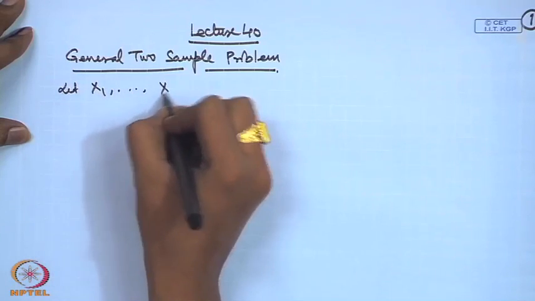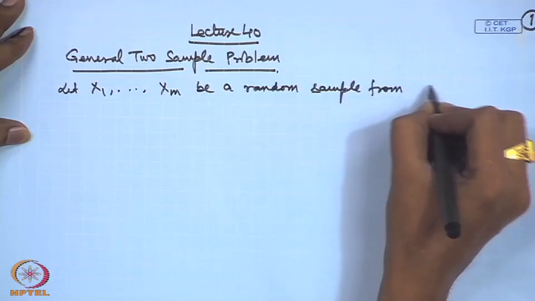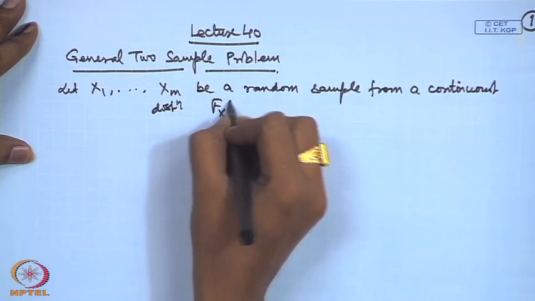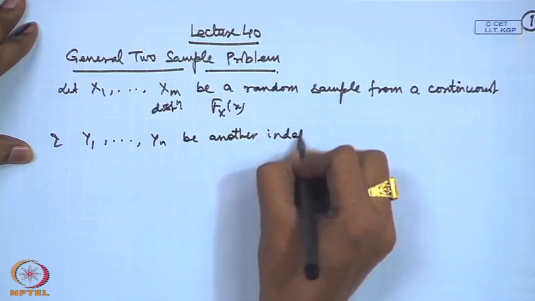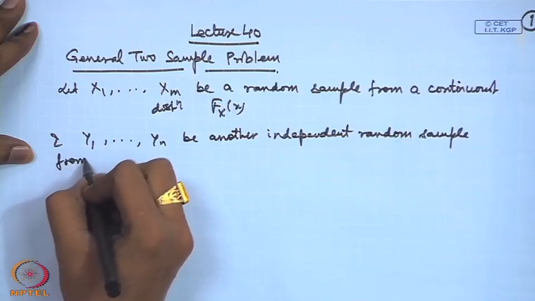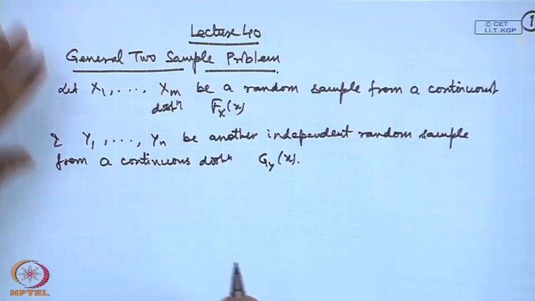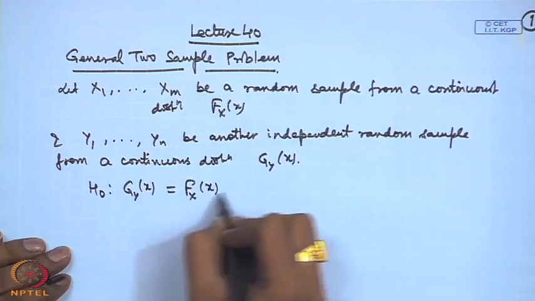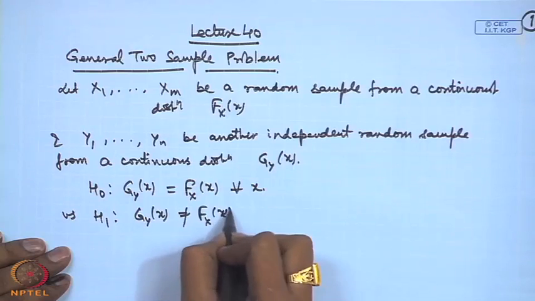Let x1, x2, ..., xm be a random sample from a continuous distribution Fx, and say y1, y2, ..., yn be another independent random sample from a continuous distribution Gy. Okay. So, we want to test the hypothesis whether Gy(x) is equal to Fx(x) for all x against the alternative Gy(x) is not equal to Fx(x) for some x.